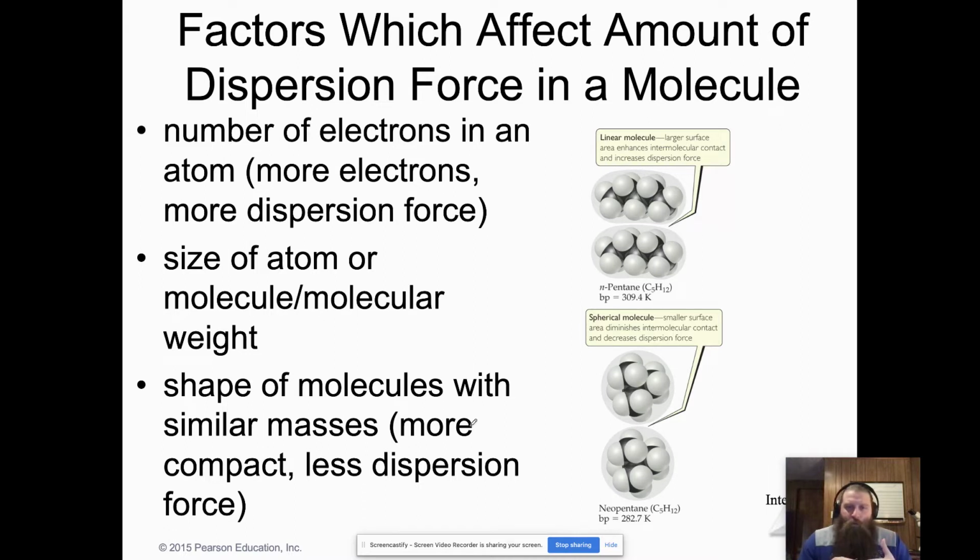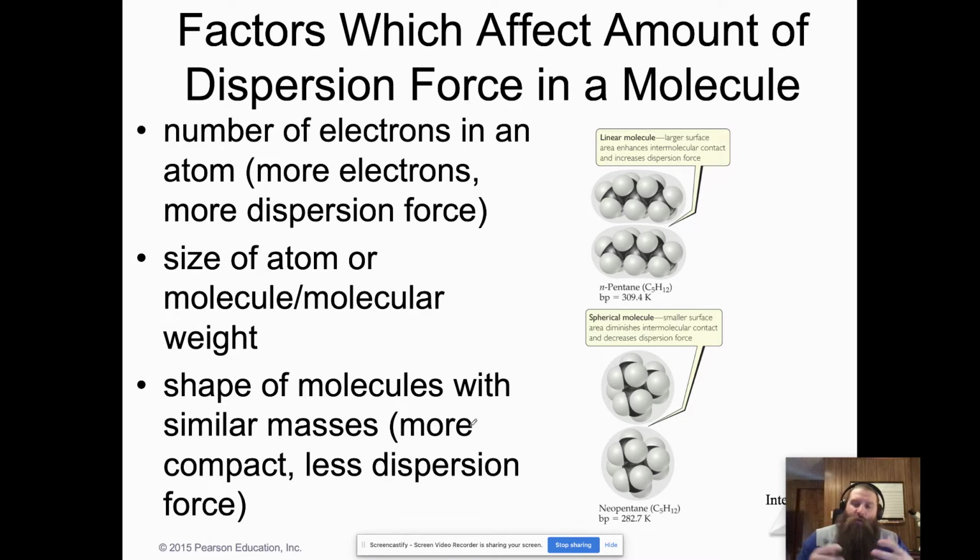Number one, we look at the number of electrons in the atom. The greater number of electrons present, the more dispersion force can be generated. The second thing we look at is the size of the atom. And usually we just identify that with the molecular weight. Larger molecular weight, more electrons present, more polarizability, or it's more capable of polarizing. And the last thing we often look at is the shape.